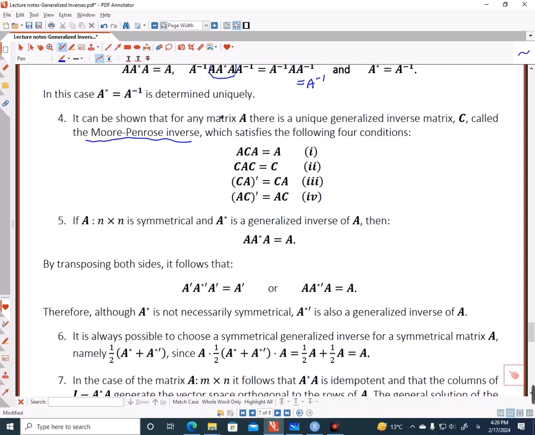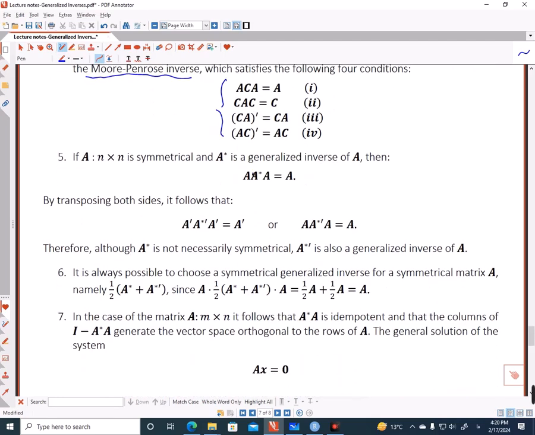We will say that a matrix C is a Moore-Penrose inverse, which is unique, if it satisfies these four conditions. So if we have these four conditions, then we can say that C is a unique generalized inverse of A, or better say it's a Moore-Penrose inverse of A. So if you're provided with the Moore-Penrose inverse, then you're confident that it's a unique generalized inverse, and there is no other generalized inverse.